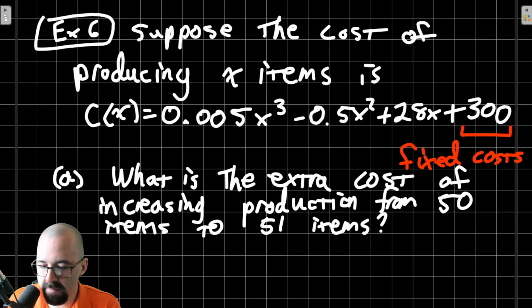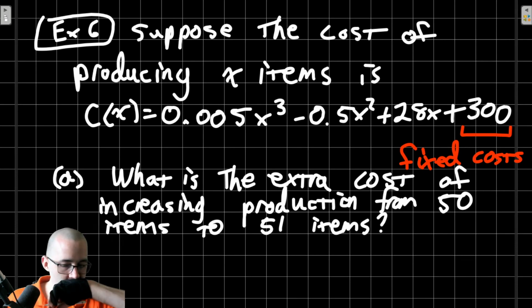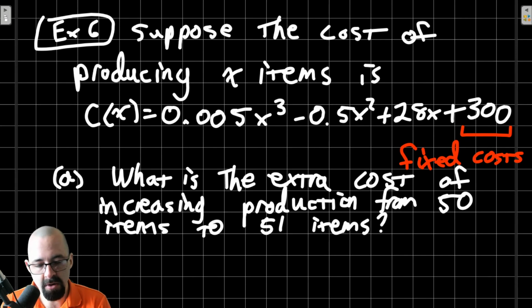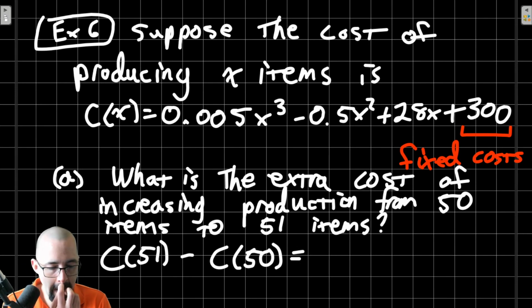All right. So we're just going to find how much it costs to make 50 items, how much it costs to make 51 items, and we're just going to subtract the difference, and that's going to show us the extra cost of that 51st item. Okay, so we'll just go over here and evaluate. We need C of 51, we need C of 50, and then we'll just subtract them.